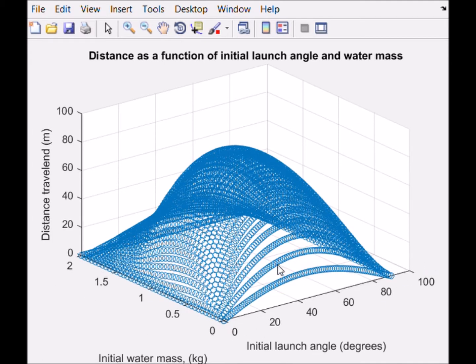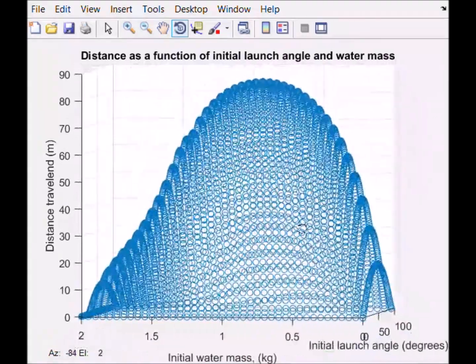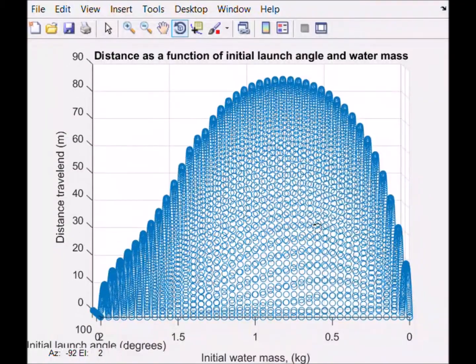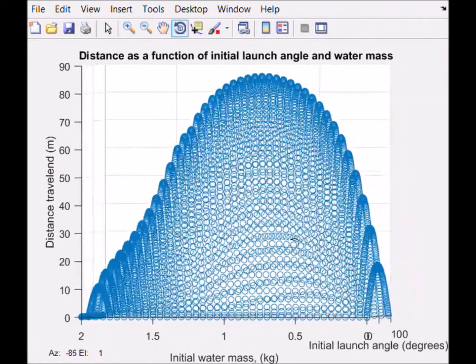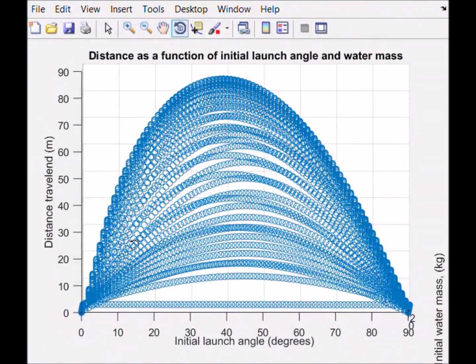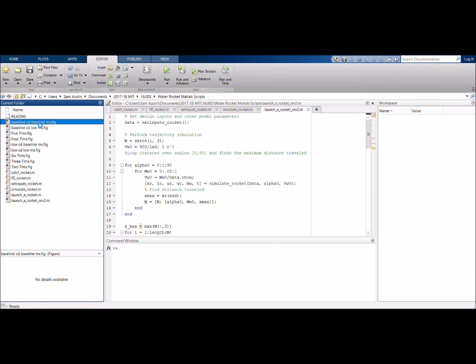We can rotate it around here to get a little bit better look, but you can see that the initial water mass for optimum distance lines up at about 800 grams of water, right about here. And switching over to the launch angle axis, the optimum launch angle lines up at about 44 degrees for this particular trial. So after taking a look at this graph, we can switch on over to the Launch a Rocket tab, where you can see how we output the distance traveled as a function of water mass and launch angle.